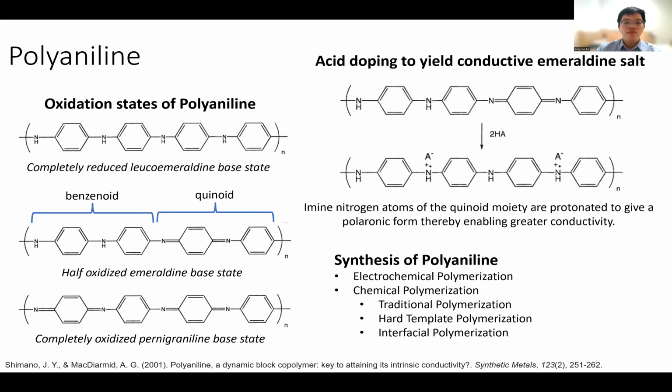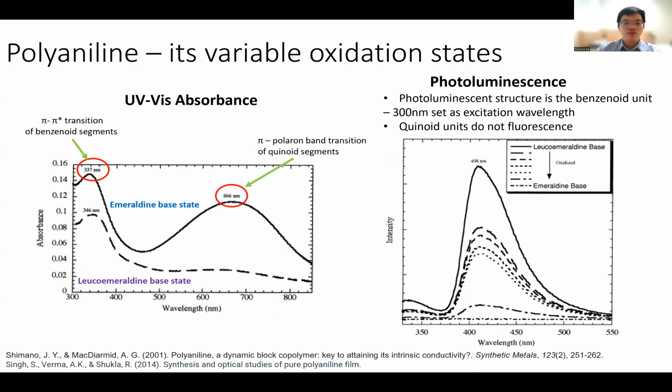Now, let's link it back to our main topic, photoluminescence. Before we discuss the photoluminescence of polyaniline, it is useful to know the UV-vis absorbance spectra. This is the UV-vis absorbance spectra of emeraldine base and the leucoemeraldine base state. The two absorbance peaks for the emeraldine base state at 337 nanometers and 666 nanometers correspond to the pi to pi star transition of the benzenoid segments and the pi to polaron band transition of quinoid segments, respectively.